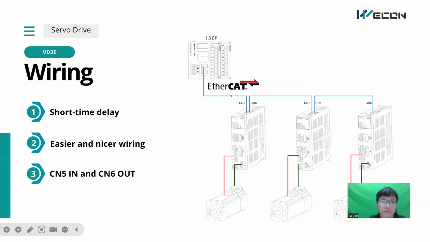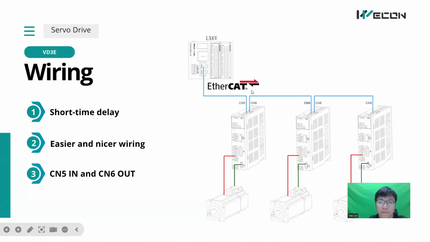Okay. And this is the wiring. If you connect with 6V, we need to connect the Ethernet port from the master to CN5. And if you want to connect more drivers, we need to connect the first driver's CN6 to the next driver's CN5, and so on, one by one. So CN5 is for in and CN6 is for out. So we can't exchange the wiring order. Otherwise, the communication will have problems.